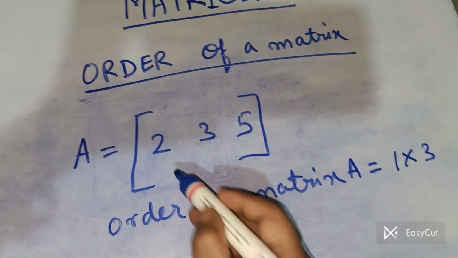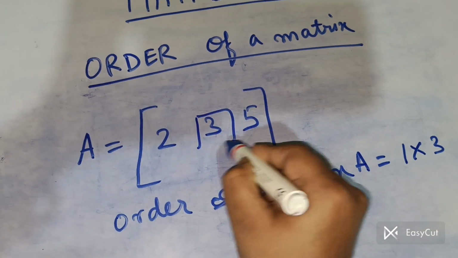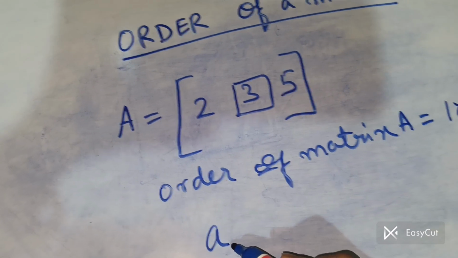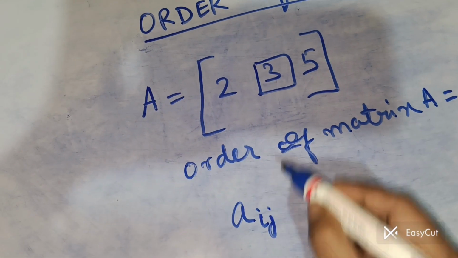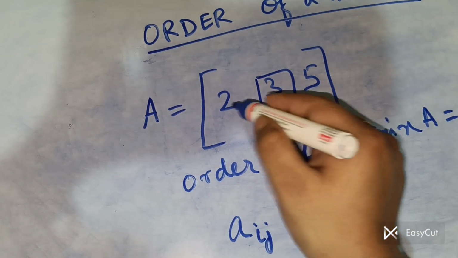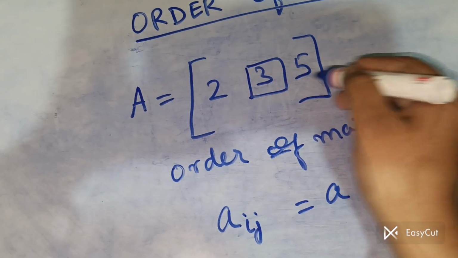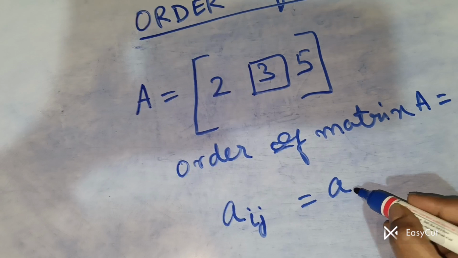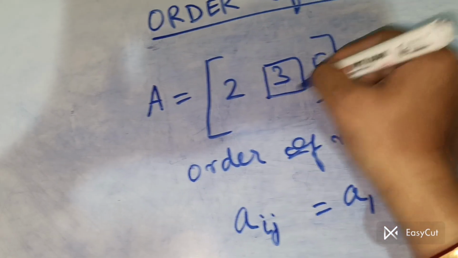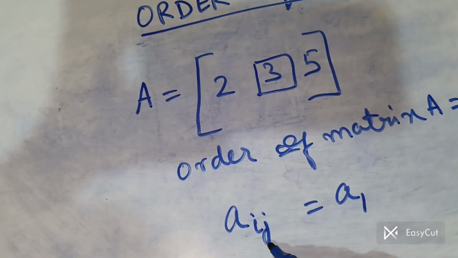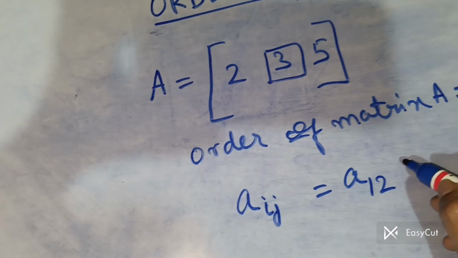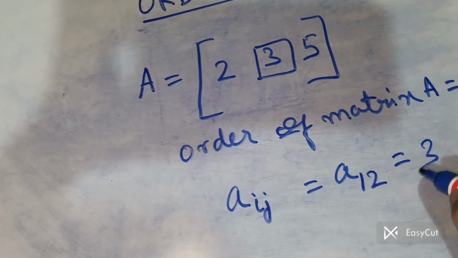Okay. Now we want to know the position of this element. If we represent the elements by a, ij, so it will be a, i for this is the only one row, the first row, so it will be 1, and j means it is in the second column. What is the position of this element 3? It is in the first row and in the second column. A, 1, 2. The element will be 3.